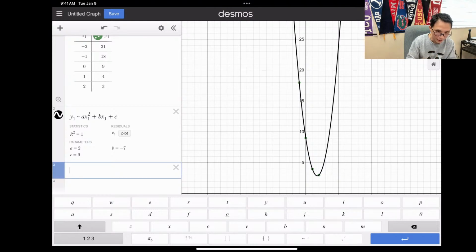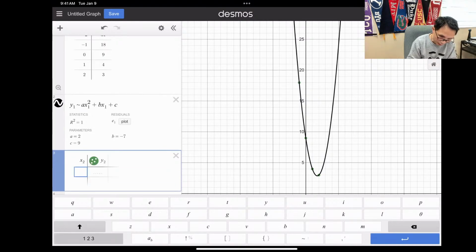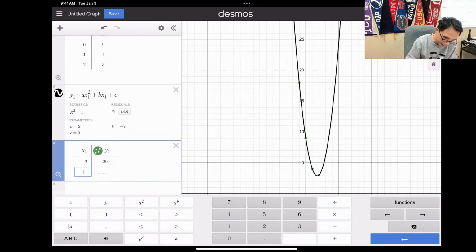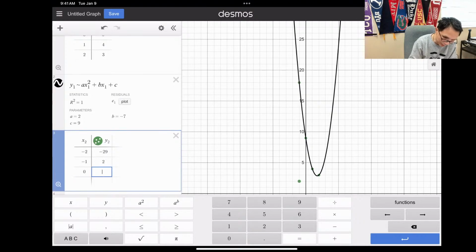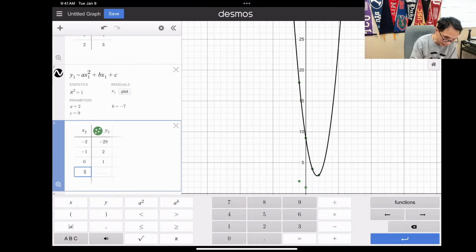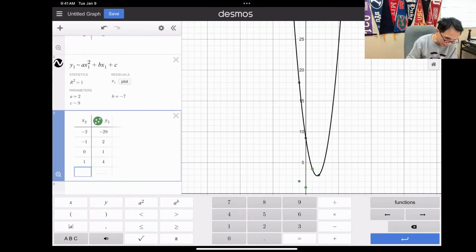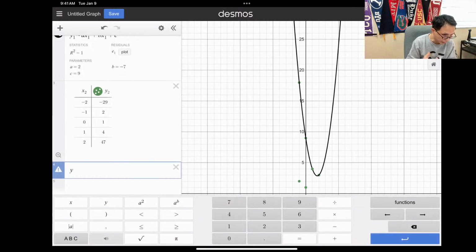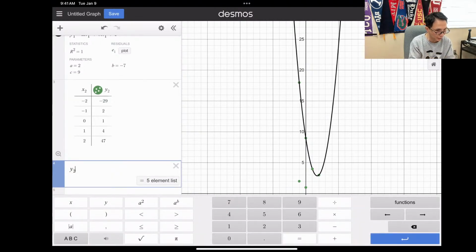So next one, I have no idea what this is, but I know it's the third difference, so it must be cubic. So I need to write out all the data. So I'm going to write in here: -2, -29, -1 is 2, 0 is 1, 1 is 4, 2 is 47. And you're like, okay, I have no idea what this is, but we know it's cubic. So we're gonna use y2 in this case because we are using y2 data, not y1 data. Does that make sense or no?